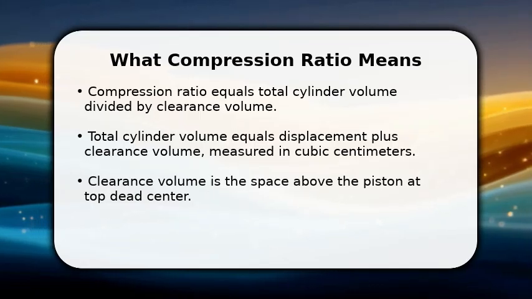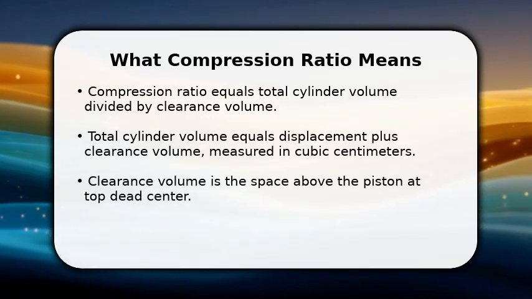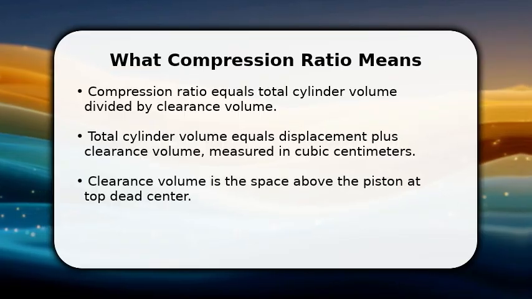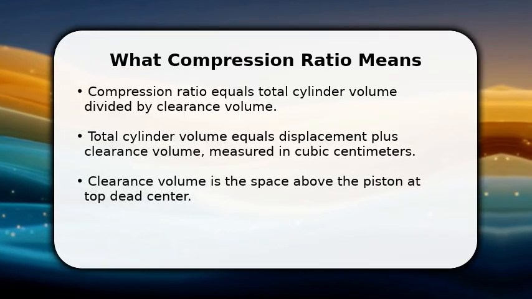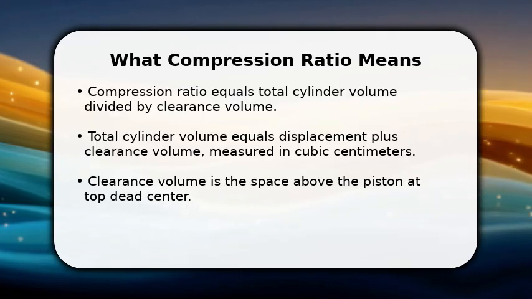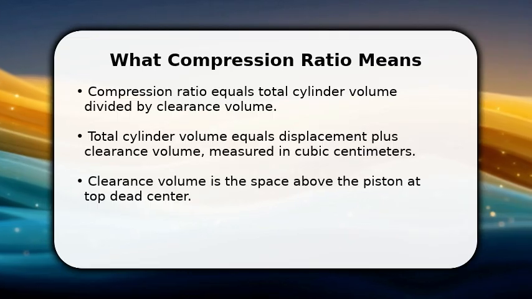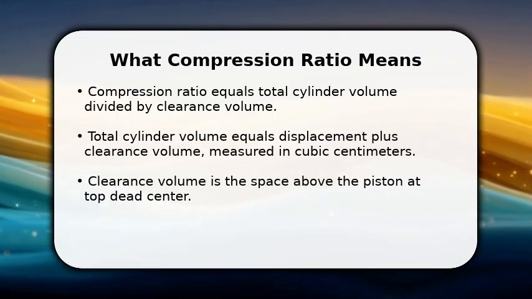Compression ratio equals total cylinder volume divided by clearance volume. Say that ratio aloud to keep it clear. Total cylinder volume equals displacement plus clearance volume, and we measure in cubic centimeters or milliliters. Clearance volume is the space above the piston at top dead center, and it determines compression.